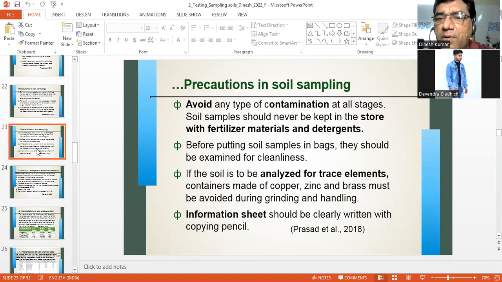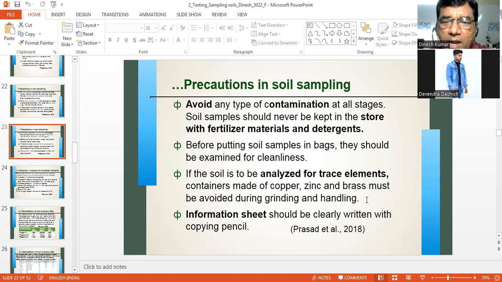Avoid any type of contamination at all stages. Soil samples should never be kept in the store with fertilizer materials, so there is a possibility of contamination. All kinds of contamination to the sample should be avoided. Before putting soil sample in a bag, it should be examined for cleanliness. If the soil is to be analyzed for trace elements, this is important, dear student. If it is to be analyzed for micronutrients, copper, zinc, and brass must be avoided during grinding and handling.